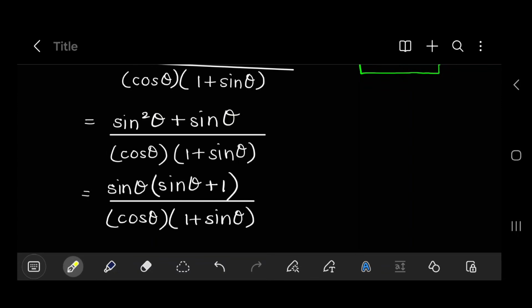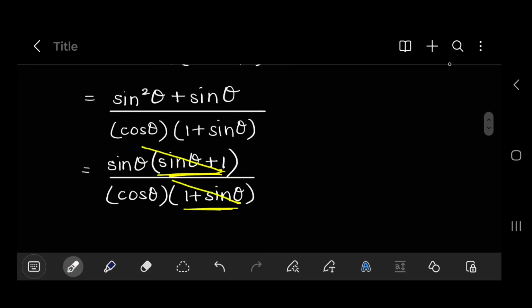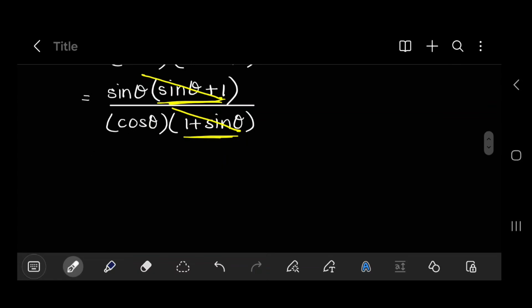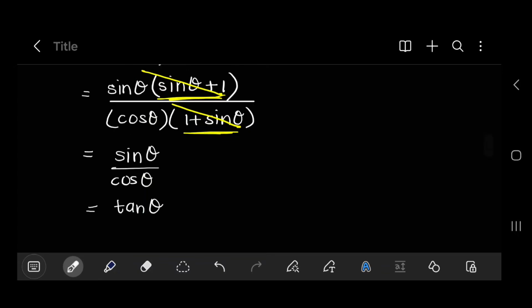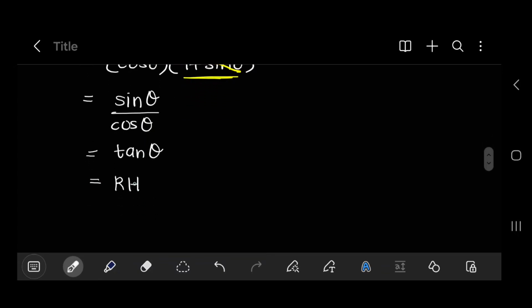Now, something interesting and quite important that you should realize here is that this bracket, sine theta plus 1 in the numerator, and this bracket, 1 plus sine theta in the denominator, are actually the same. They both contain the same terms. So you can actually swap 1 plus sine theta around and it will be sine theta plus 1. Since they are the same, they cancel out with each other. And what we are left with is sine theta over cos theta, which is equal to tan theta, and that is equal to the right hand side.